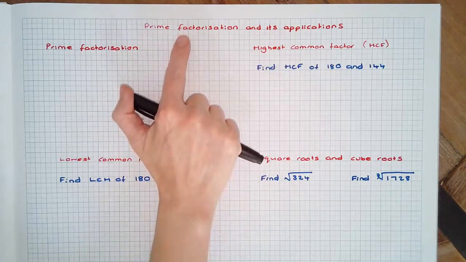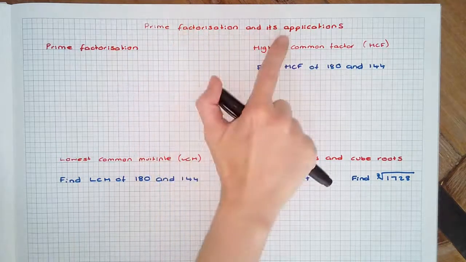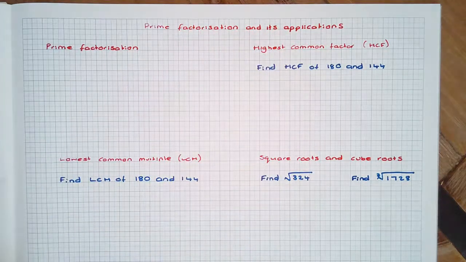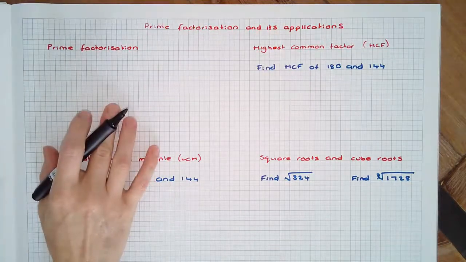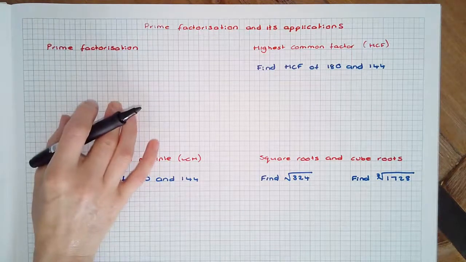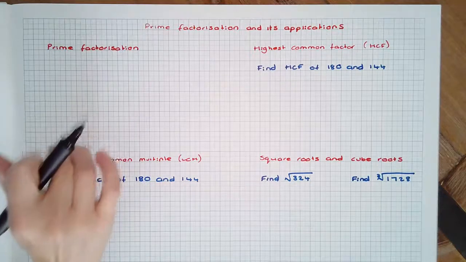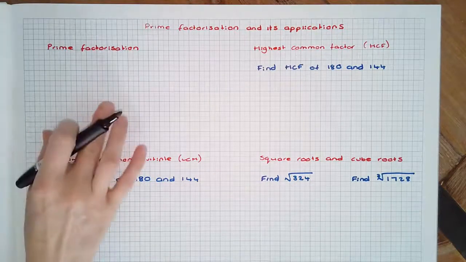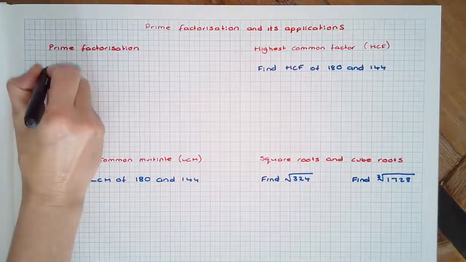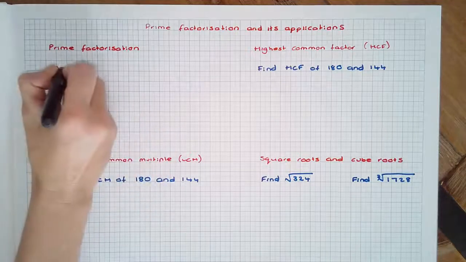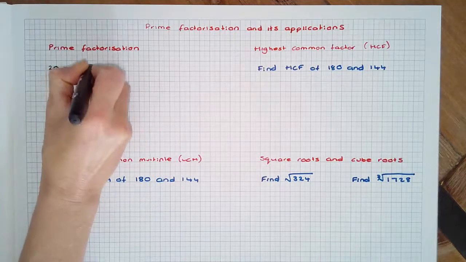In this video, we're going to have a look at prime factorization and its applications. Any whole number can be broken down into a product of prime numbers that is unique to that number. It's like a fingerprint or the building blocks of that number. For example, 20 can be written as 4 times 5.